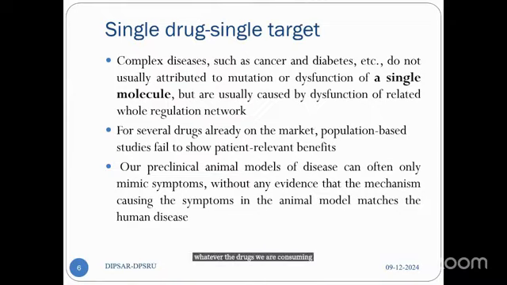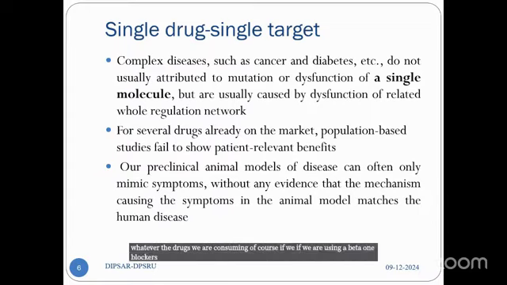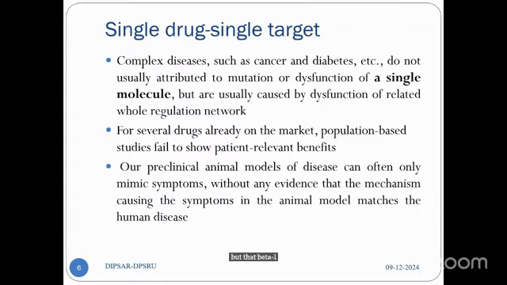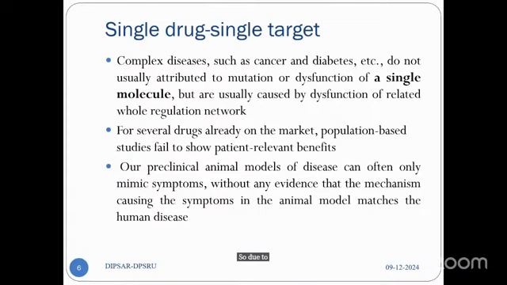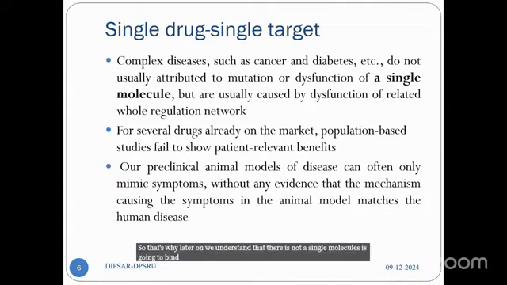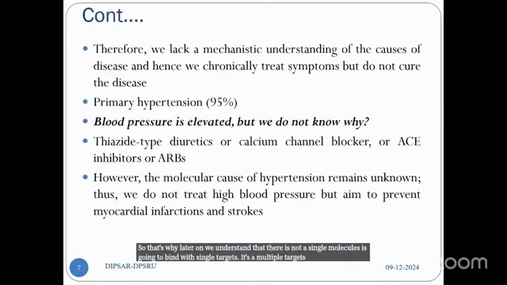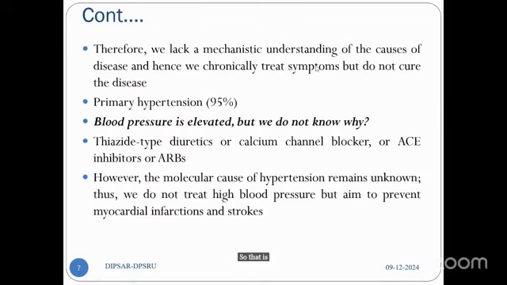Of course, if we are using a beta 1 blocker, it is not going to block only the beta 1 receptor present on the heart. It's going to block beta 1 in other areas as well, right? Due to that, undesirable binding of the molecules could result in various adverse drug reactions. So later on we understood that a single molecule does not bind with a single target. It binds multiple targets. That is one of the basic approaches of network pharmacology: we consider the interactions of molecules with multiple targets.